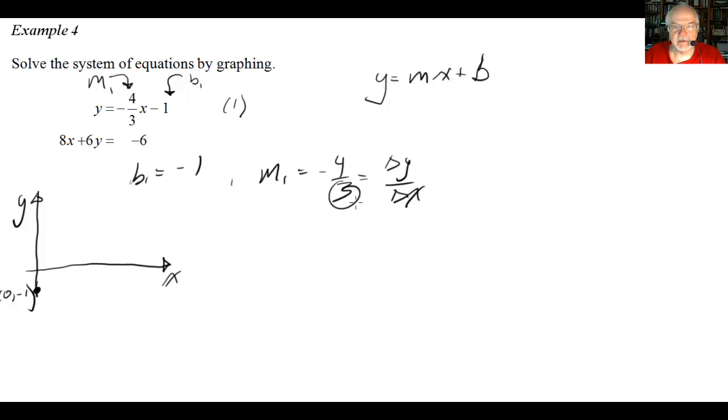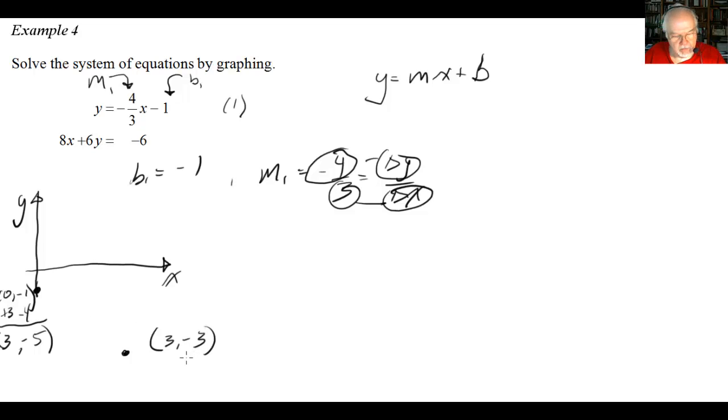That equals the change in y over the change in x. My change in x is 3, so I'm going to add 3 to my existing x: 0 plus 3 is 3. And my change in y is minus 4, so I'm going to subtract 4 from my existing y and get minus 5. So here's my second point, positive 3, negative 5, down here. Connect the dots, and it's going to look something like that. It's mostly negative. Not a problem, we already knew this.